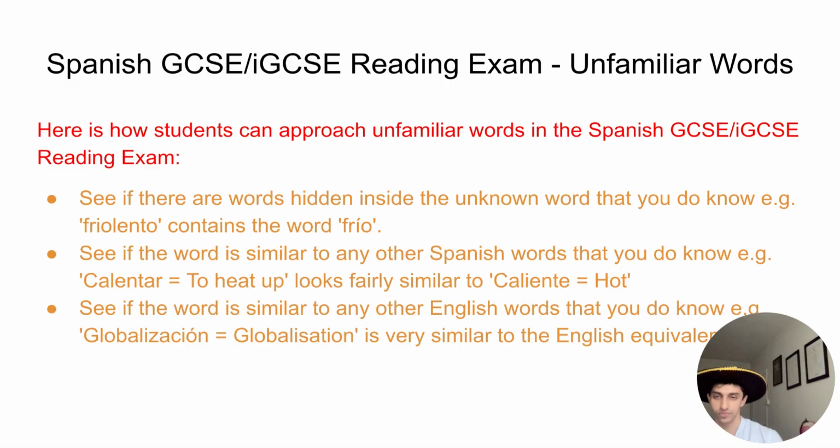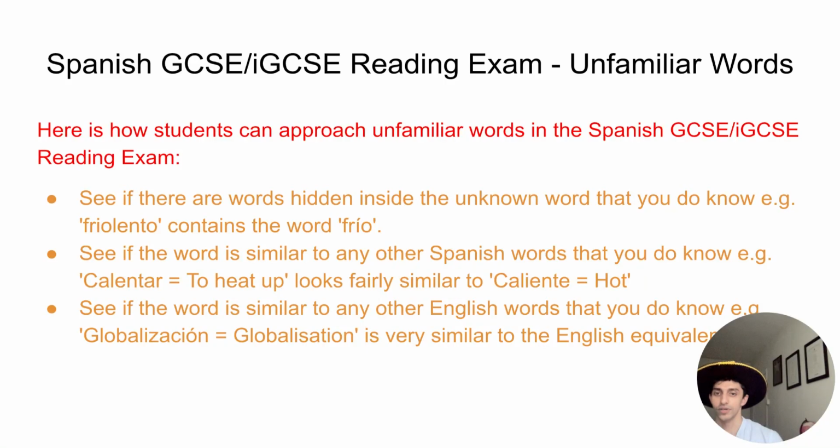So firstly, you could see if there are words hidden inside the unknown word that you do know. For example, if you don't know what the word friolento means, it's unlikely that students would know at GCSE level, you might well be able to recognize that this contains the Spanish word frío, meaning cold, which is much, much more common. And therefore, you could create a link between frío and friolento. You're likely to be able to work out that friolento has a very similar meaning to frío.